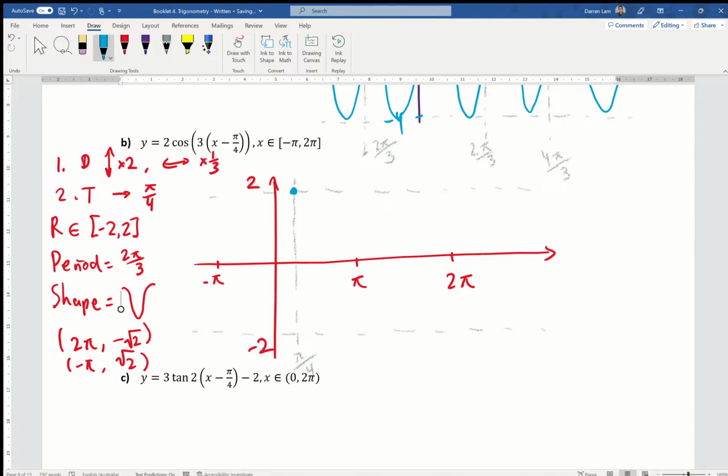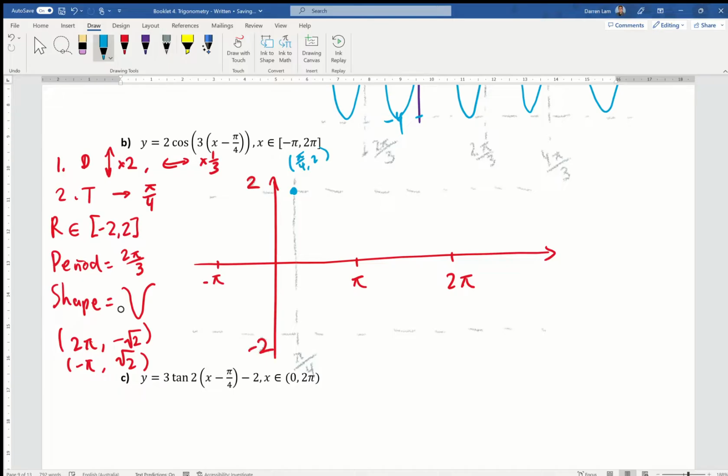Every period afterwards, when we add 2 pi on 3, is going to be after pi on 4, which means the next one's not going to be 2 pi on 3, it's going to be 2 pi on 3 plus pi on 4. Yeah? So this one right here is pi on 4, 2.